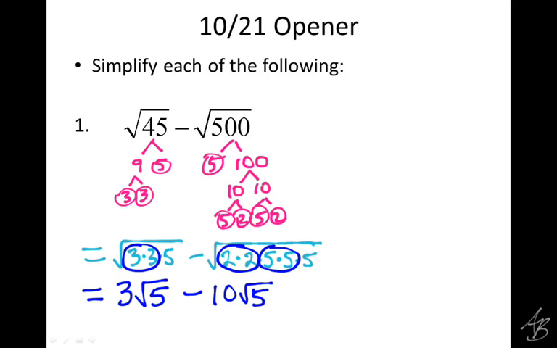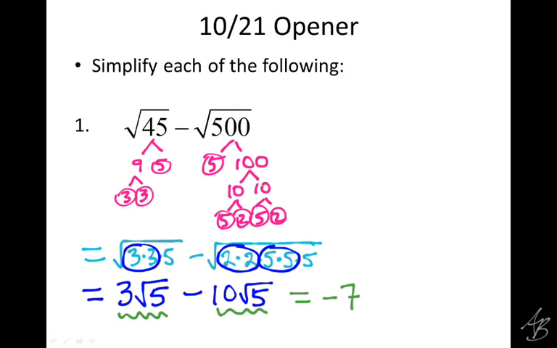Can we combine any like terms here? Yeah, they're both square root of 5s, right? So since they're both square root of 5s, we can combine them. So we're just going to combine the coefficients. What's 3 minus 10? I think I heard somebody say it. What is it?